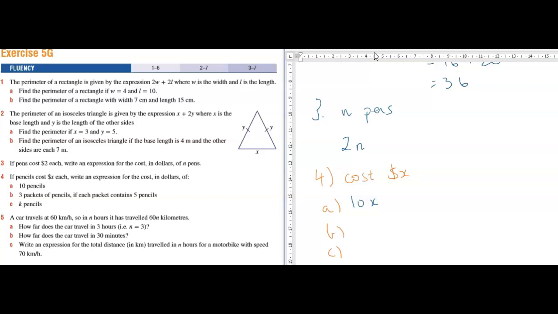3 packets of pencils. If each packet contains 5 pencils, so we've got 3 packets and with 5 pencils in each, and then we're going to multiply that by x. So it's going to cost you 15x.